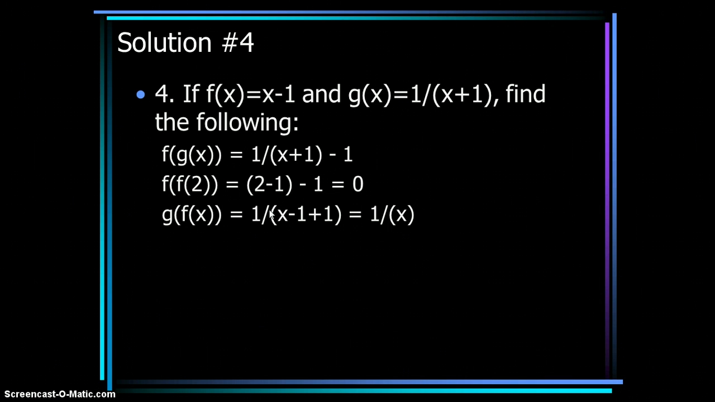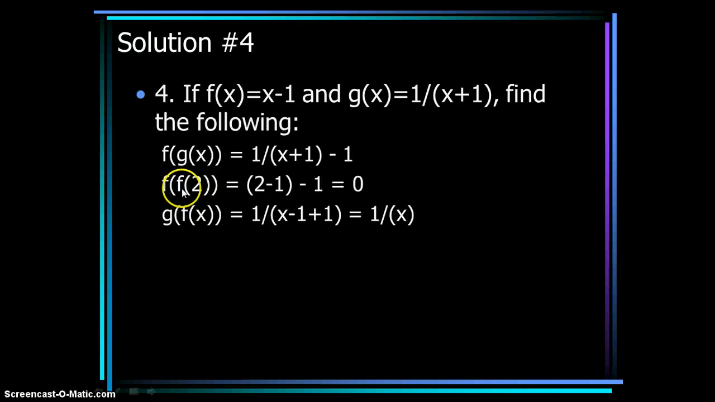Number 4, f of x equals x minus 1, g of x equals 1 over x plus 1. Find the following. The composite of f of g of x. To find that, you're going to stick g of x, our inside function, into wherever you see x in f of x. So I insert 1 over x plus 1 into x here, and I get 1 over x plus 1 minus 1. You can simplify that if you want, but in its raw form, this is the correct answer.